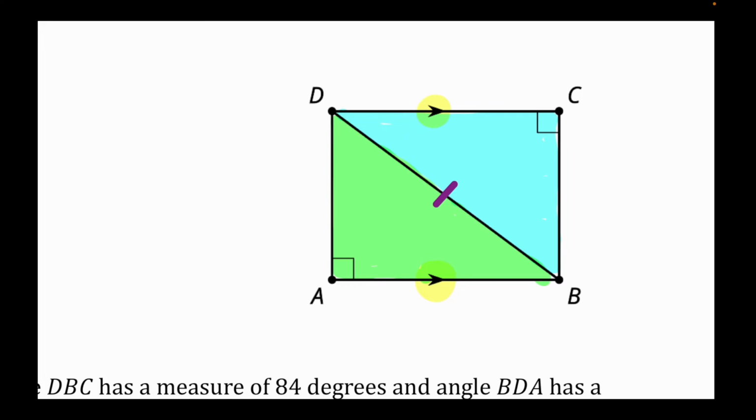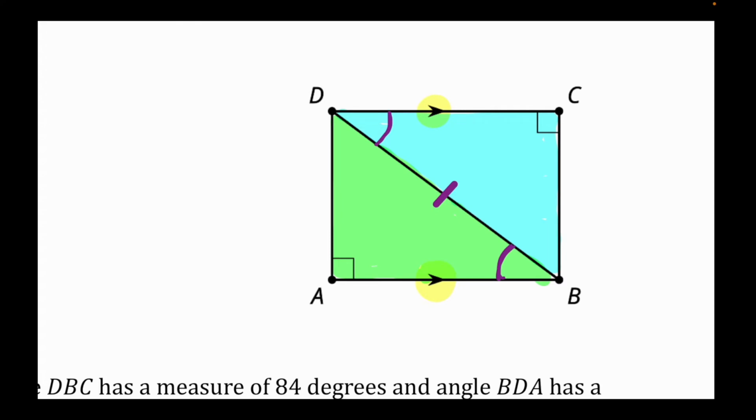Since I have parallels, that gives me the big hint that I can probably use some alternate interior angles. I know that in order to be an alternate interior angle, my angle has to touch my parallel lines and the transversal. So that means I would have to have this angle here and this angle here. Those are the ones I'm going to mark. I'm going to say this angle is congruent to this one, and I know that by alternate interior.